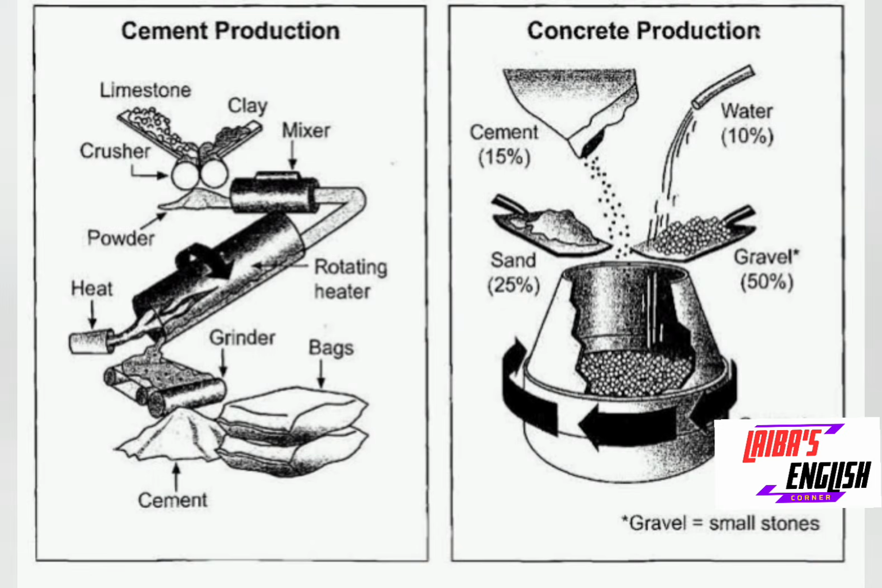So this is our today's diagram and we have to discuss it first and then we are going to present them in the paragraphs. So in front of you is the production of two things. One is cement and second is concrete.